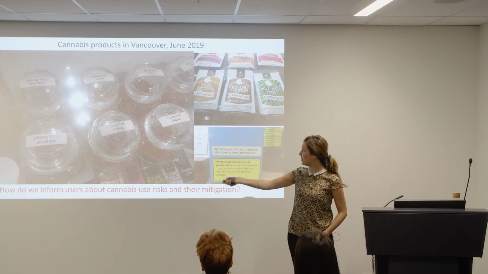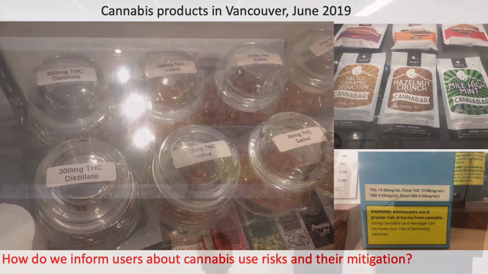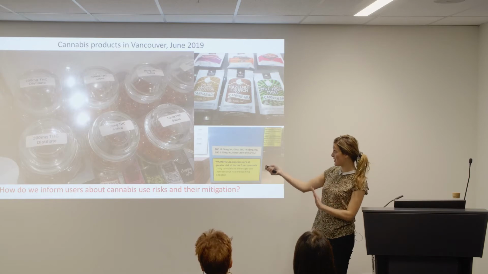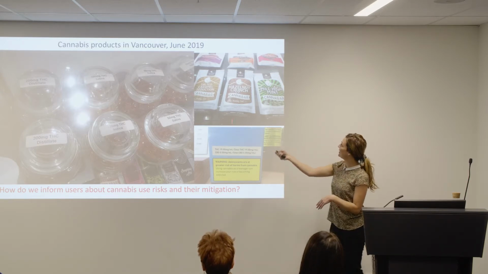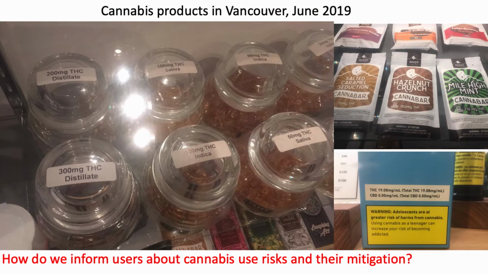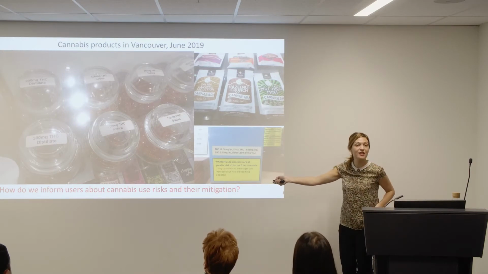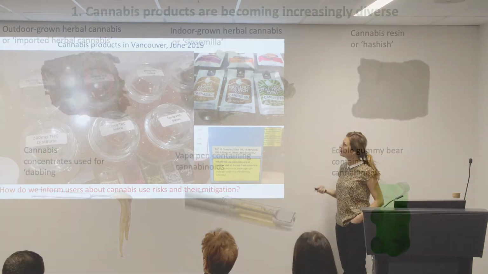So if you think about the potency of these products, you can realize that there are a lot of highly potent cannabis products available, and also low potency cannabis products. This is what we started finding in the streets of Vancouver. And here are a number of other products as well. There are edibles, and here you can see the warnings in the packaging as well. Adolescents are at greater risk of harms from cannabis, and so on.